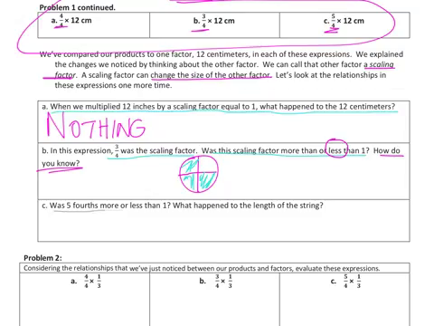Was 5/4 more or less than 1? More. So what happened to our 12? Got bigger. Turned into 15. Because 5/4 times 12 is 15. Got bigger.